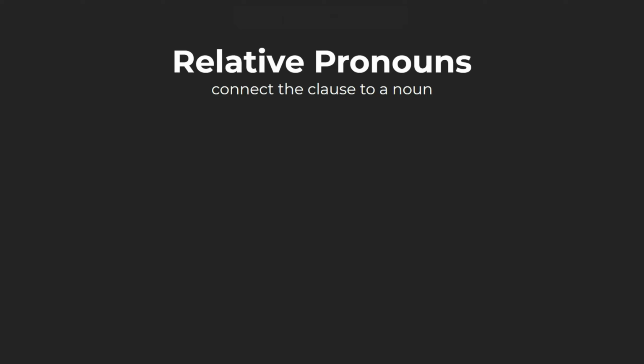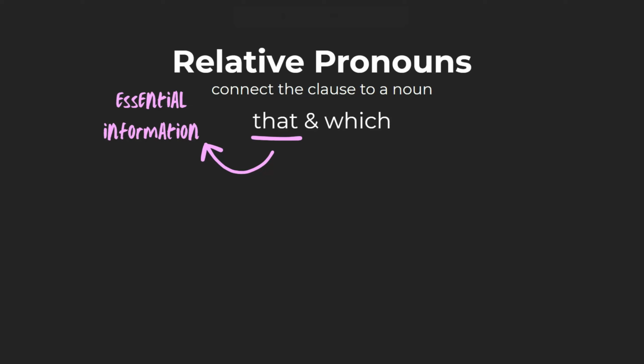Let's now take a closer look at that and which. That and which are both used for animals or inanimate objects, but they have different functions. That is used when adding essential information needed to fully understand the sentence, while which is used when adding optional information that doesn't change the main idea of the sentence. Let's take a look at an example.